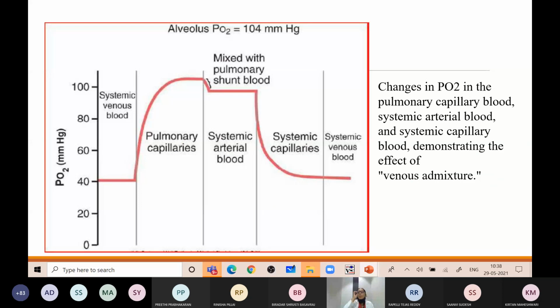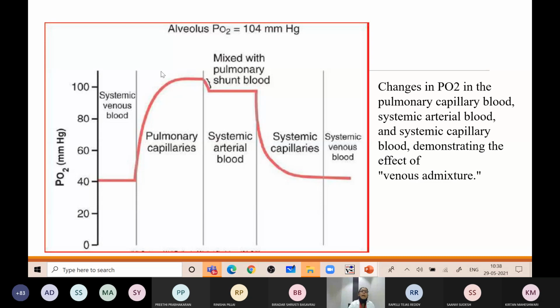So this is the change in PO2 in the pulmonary capillary blood, systemic arterial blood and systemic capillary blood, demonstrating the effect of venous admixture. As I already told you this, systemic venous blood, as I have shown you, PO2 is 40.